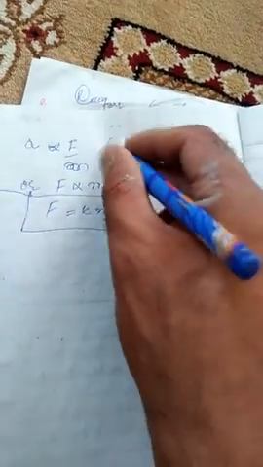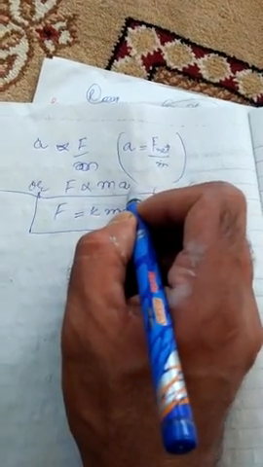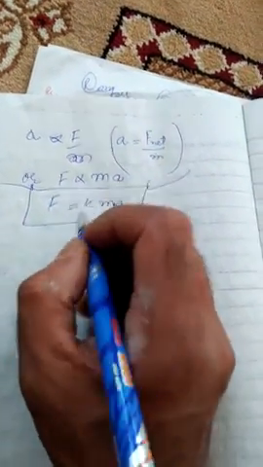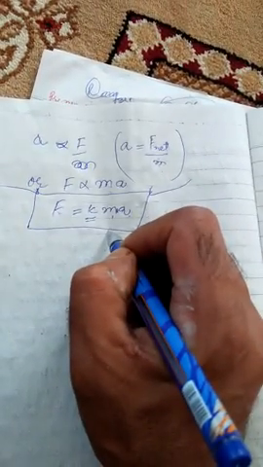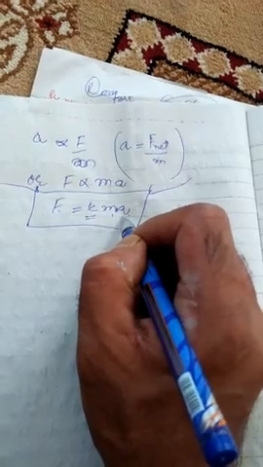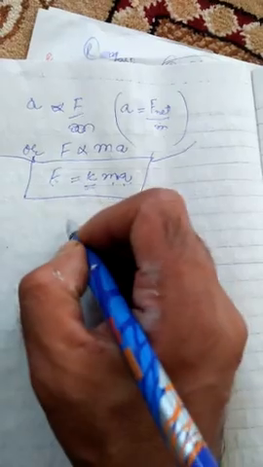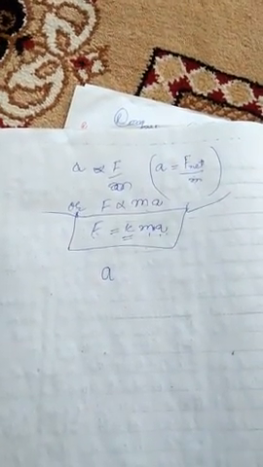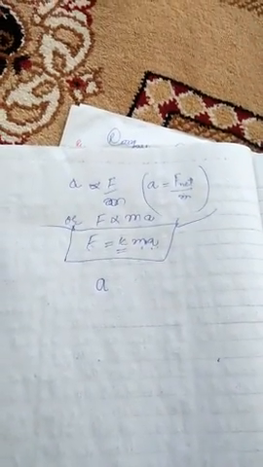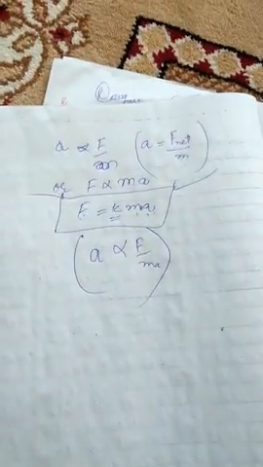In other words, this equation can be written as F is directly proportional to the product of mass and acceleration, or F is equal to kma, where k is a constant, m is the mass of an object, and a is the acceleration produced in an object by applying force. In simple words, the acceleration or the rate of change of momentum of an object directly depends upon the force applied and is inversely proportional to the mass of the object. This is Newton's second law of motion.